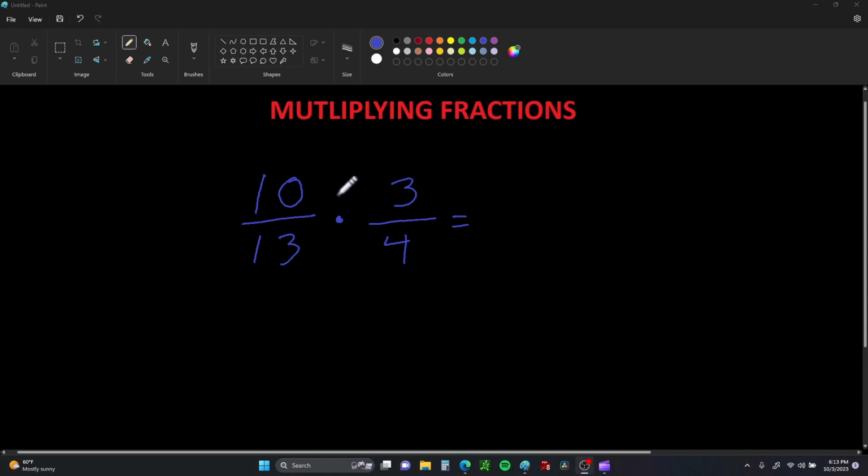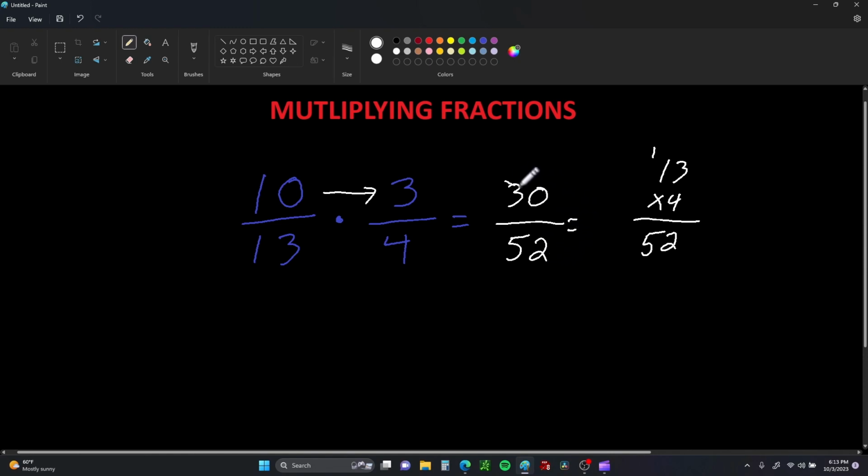Now in this example, we just multiply straight across again, and we have 10 times 3 is 30. And in the denominator, we have 13 times 4. We can go off to the side if you're not able to do it in your head. And we get 52. Now both 30 and 52 are divisible by 2, so I can divide 30 by 2 to get 15, and 52 divided by 2 is 26.